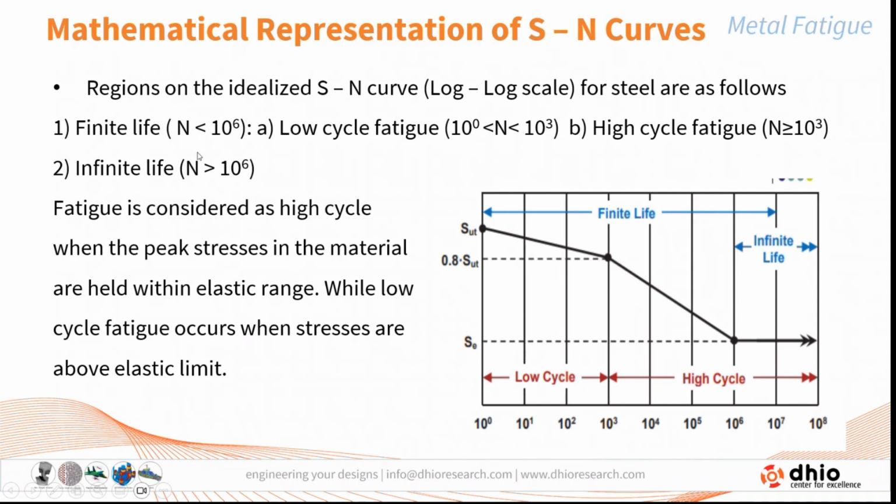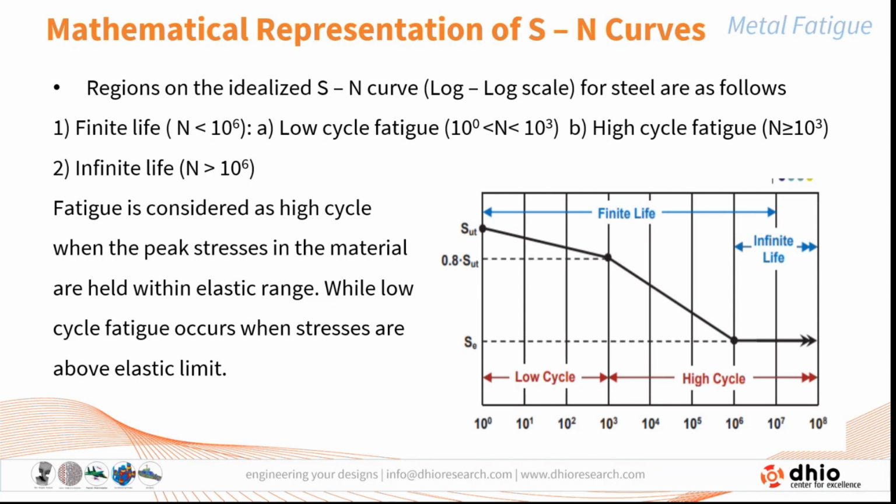Now, the finite life, where the number of cycles is less than 10 raised to the power of 6, can be bifurcated into two types. One is the low cycle fatigue, which has a number of cycles less than 1,000. The other one is between 1,000 and 10 raised to the power of 6 cycles. We call that high cycle fatigue. Anything which sustains more than 10 raised to the power of 6 cycles, we call it infinite life. Thus, here the fatigue is considered high cycle when the peak stress in the material is held within the elastic limit, while low cycle fatigue occurs when the stresses are above the elastic limit.